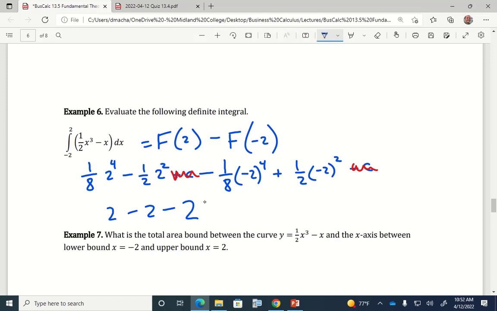The 4th term, 1/2 of negative 2 squared. That's like 1/2 of 4. So that's plus 2. And then 2 minus 2 minus 2 plus 2 is 0. So my definite integral is 0, like I promised it should be.